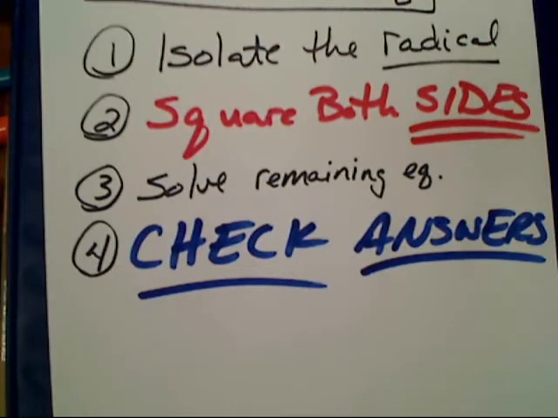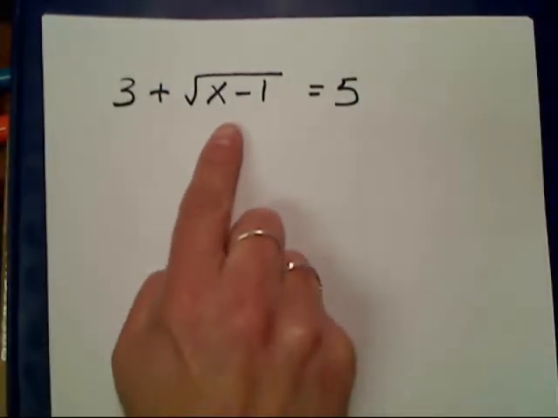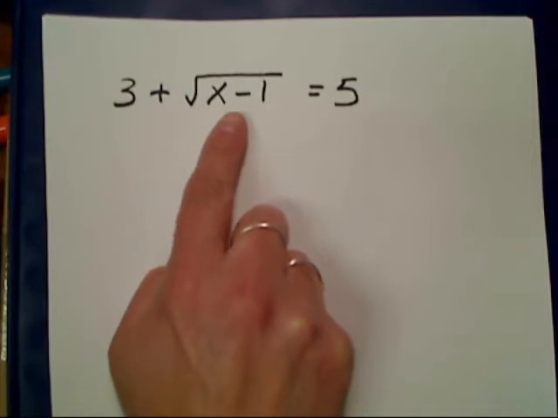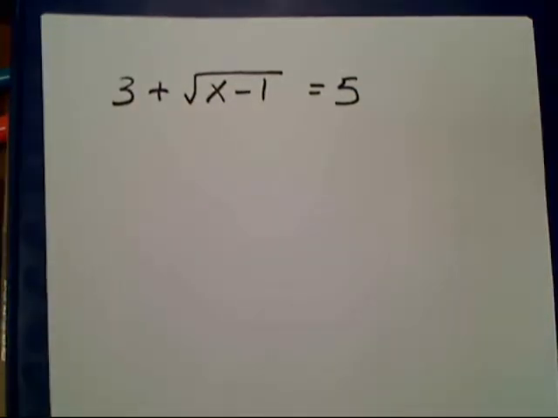Let's go through one. Here's our equation. 3 plus the square root of the quantity x minus 1 equals 5. Remember, you're taking the square root of this entire quantity. Our laws said if we had multiplication or division, we can separate these. We don't have that. We have subtraction, which means that we cannot separate the radical, or the radicand. We can't take away that 1 from the x.